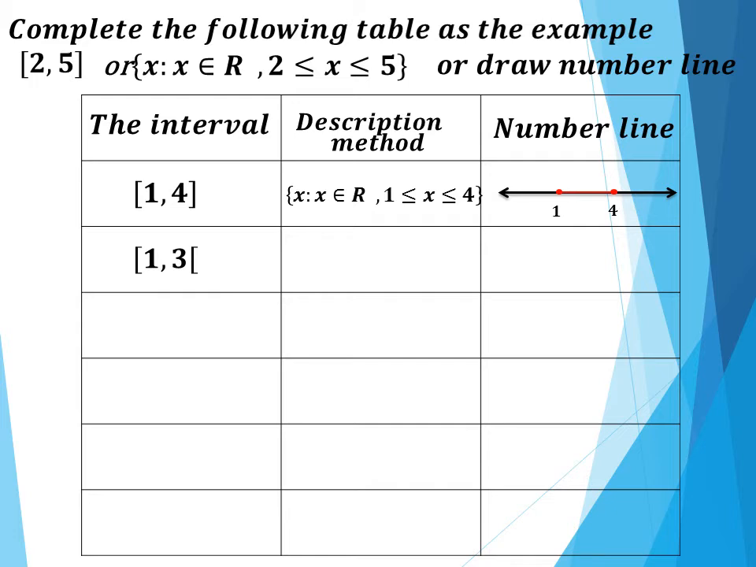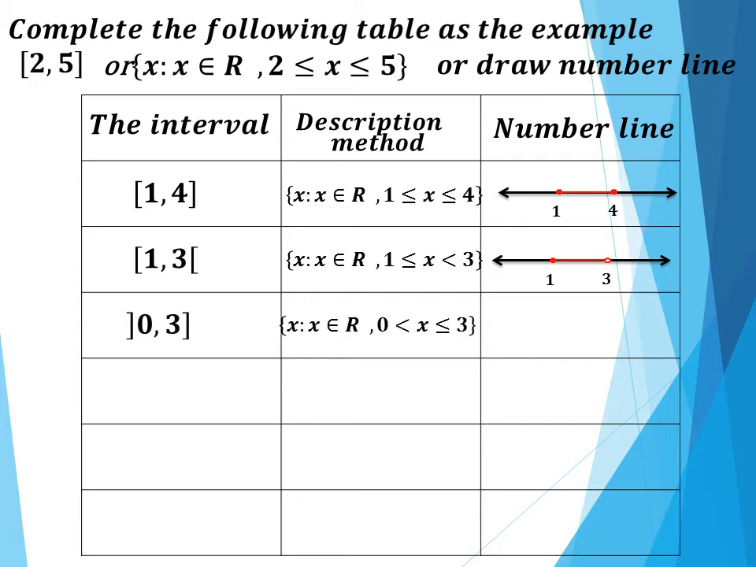Now [1, 3), 1 closed and 3 open. It means x belongs to R and x is greater than or equal to 1 and less than 3. Why or equal? Because 1 is closed. And x less than 3 because 3 is open. We draw a shaded circle at 1 and an open circle at 3 and join between 1 and 3. It means all the numbers between 1 and 3.